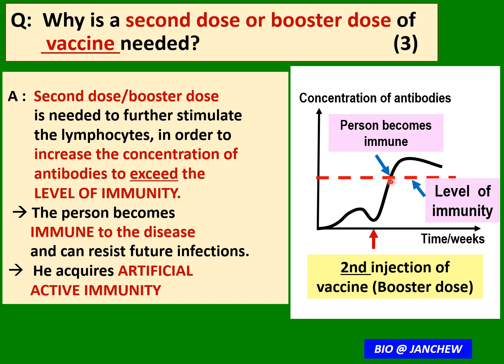Okay, and another point to note is that the first injection did stimulate the production of antibodies, but not to the level of immunity. So the first injection is not enough to make the person immune to the disease. That's why the second dose is given to further stimulate the lymphocytes so that the production of antibodies will increase and also the concentration of antibodies will exceed the level of immunity.